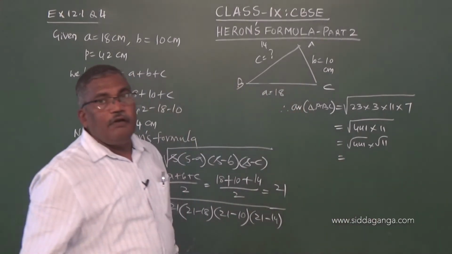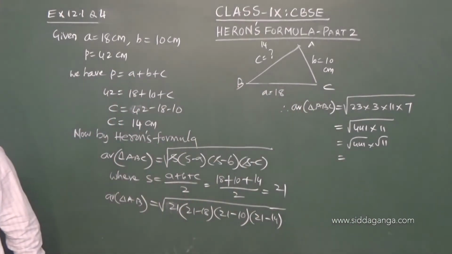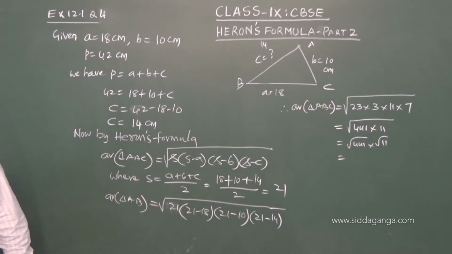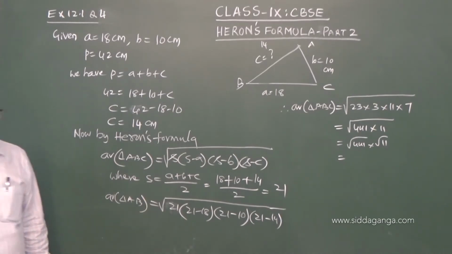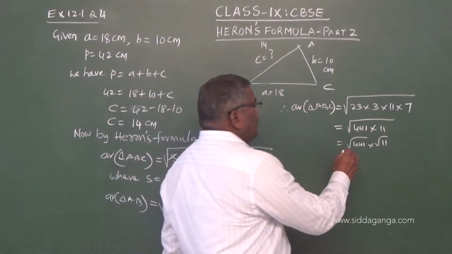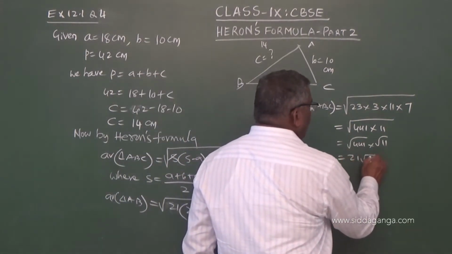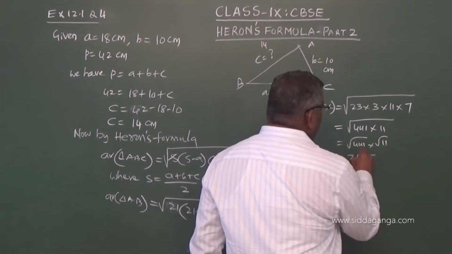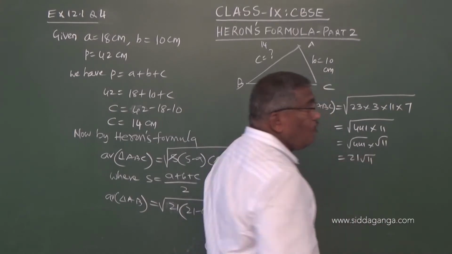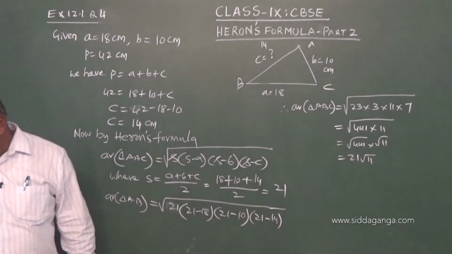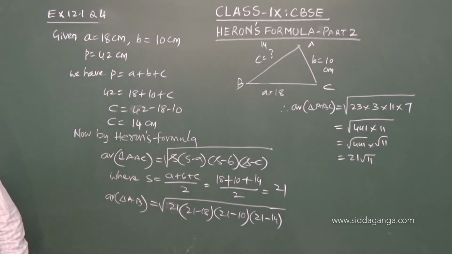Root of 441 is 21, so this is 21 into root 11. You can keep the answer like this, or you find out the root 11 value. 4851.